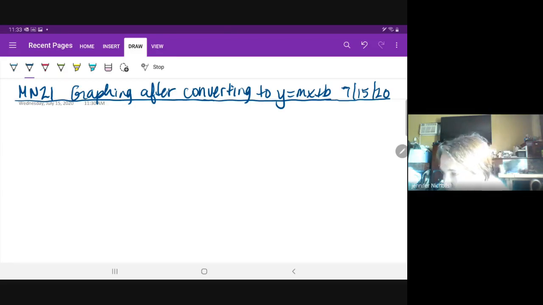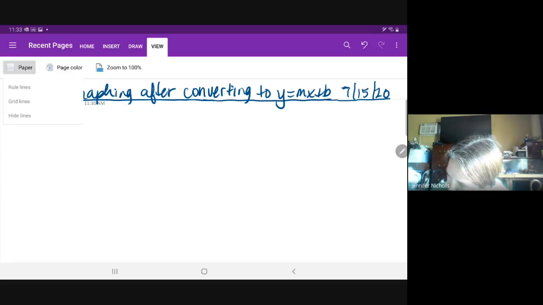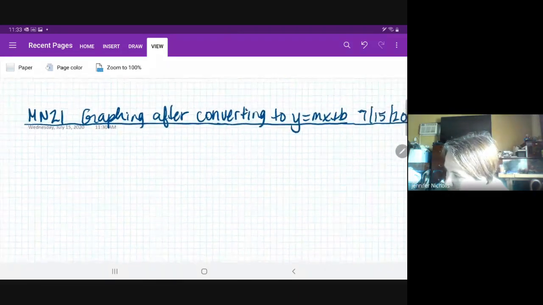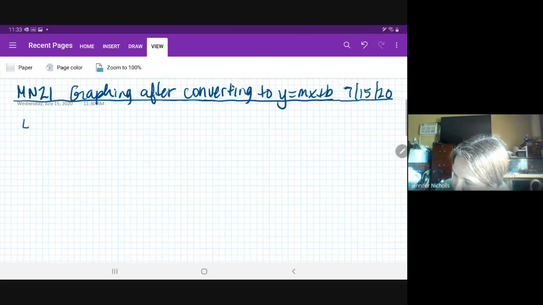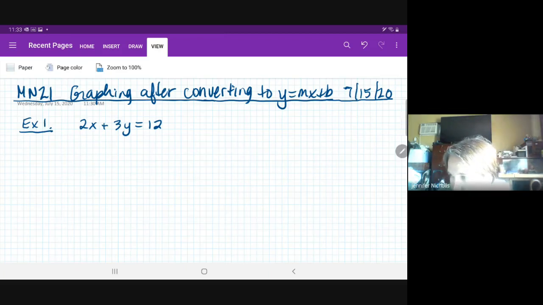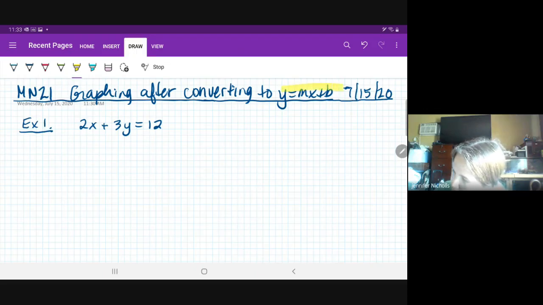Perfect. Okay, so we're going to be on graph paper again, and I know one of you just came in, so make sure you write the title. We're just going to have 2 examples on this actually, but they're kind of long examples. So 2x plus 3y equals 12. But it wants you to convert it to y equals mx plus b and then graph it. So we're putting together 2 lessons that you've done.